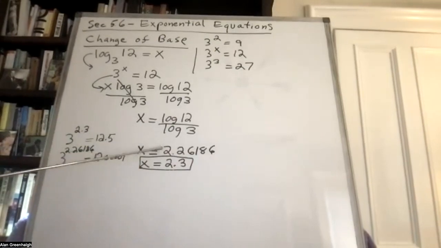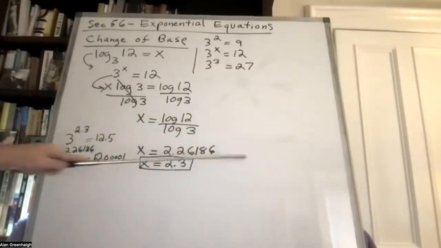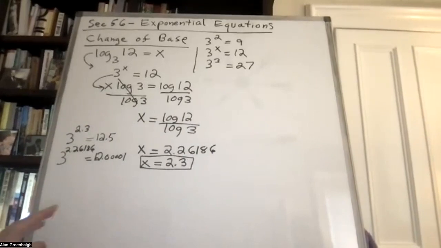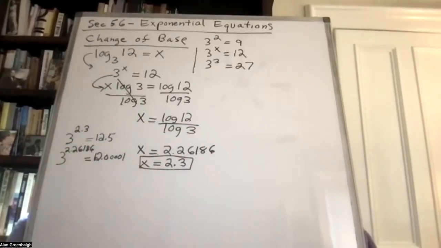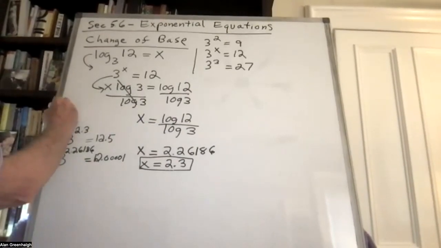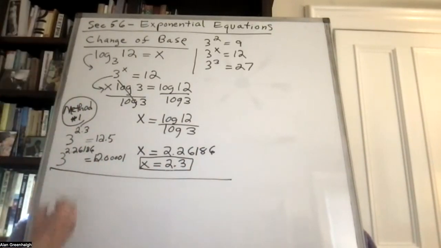If we put in 2 to the 2.26186 and then all the other numbers that are in here, which you can't possibly do, but let's say you went out like 50 places, then you get more and more accuracy. But all that said, this is a good enough answer for our purposes. Okay, this is method number 1. There's a much better method of doing this problem.